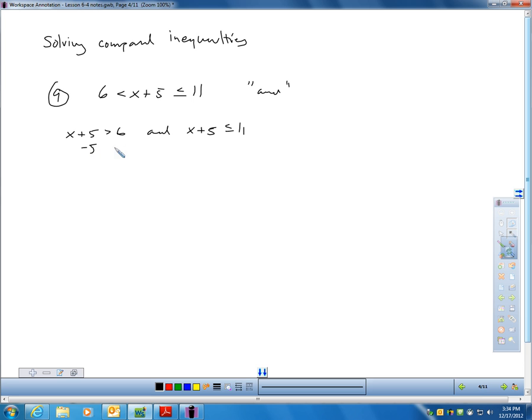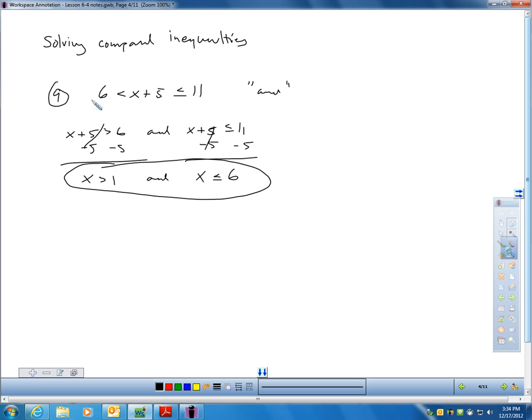I could take away 5, which gives me x greater than 1, and I take away 5 here, and I would get x less than or equal to 6. I need to graph this. Now, sometimes people do a shortcut. I'm going to show it to you both ways. I used AND and I broke this into two inequalities. There's one other way you can do it. I'll do it in blue here.